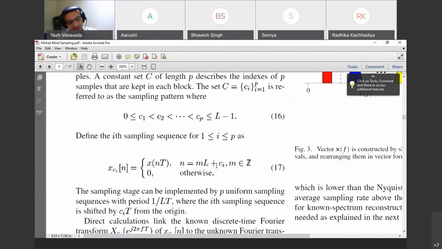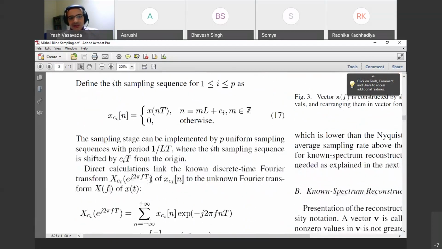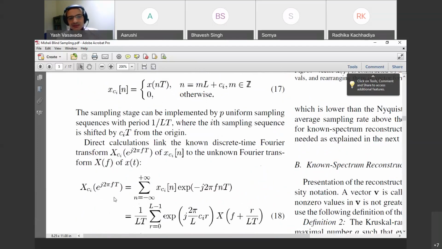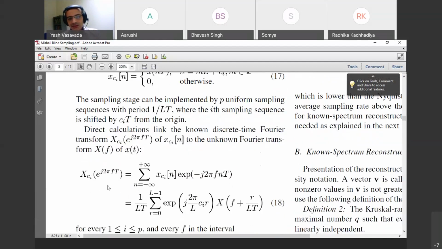So they have multiple A to D converters, and at the input to each converter, they delay the incoming signal by a different amount. And then that delayed signal they pass through the A to D converter, which is operating at the inverse of the narrowband bandwidth. And so what they have said is that if I take the output of the A to D converter, then it can be written as this summation.